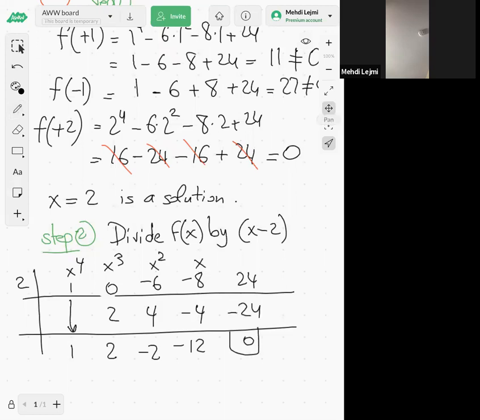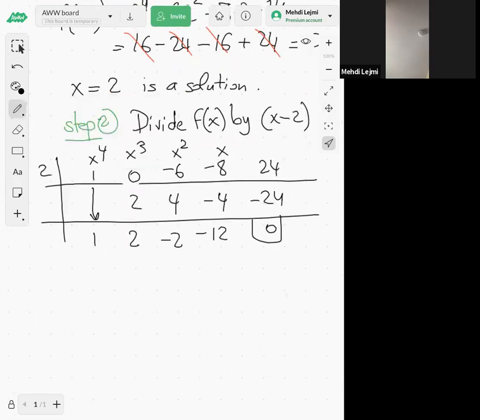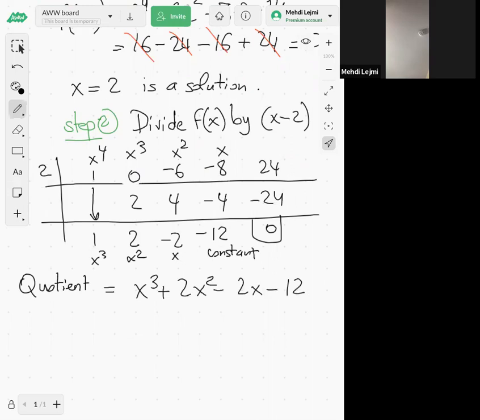My point here is that the quotient is 1 degree less, so x fourth becomes x cubed, x squared, x, and a constant. So the quotient is actually 1x cubed plus 2x squared minus 2x minus 12, right? And the next step is to factor this quotient. How do we factor the quotient?